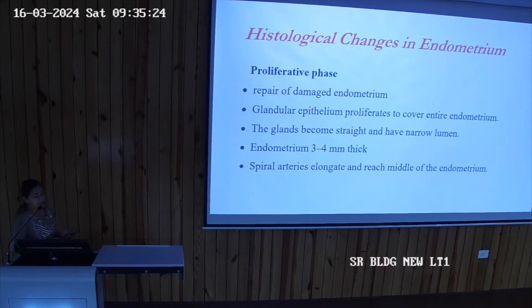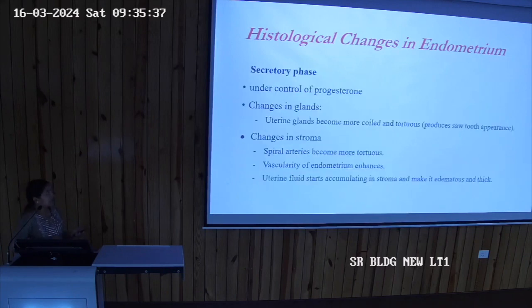During the proliferative stage, the repair of the damaged endometrium occurs. So the glandular epithelium is proliferating. The glands become straight and they have a narrow lumen. As we move on to the secretory phase, these uterine glands become more coiled and more tortuous. So you can easily differentiate the structures of these glands.